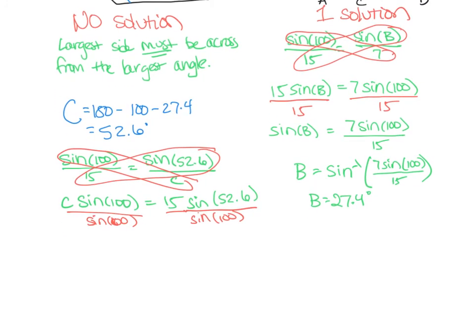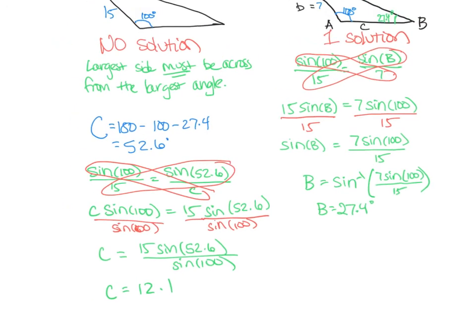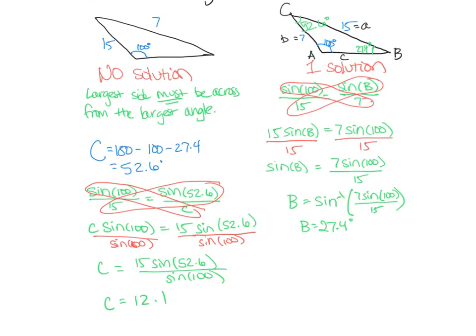And we end up with C is equal to 15 times sine of 52.6 over sine of 100. And you get the answer of C is equal to 12.1. Now again, normally for a side length, you'd round to the second decimal place, but this is literally 12.1000004. So we're just going to say it's 12.1. So now I'm going to go back and write this up in my triangle. I know I made that kind of small. I'm sorry.